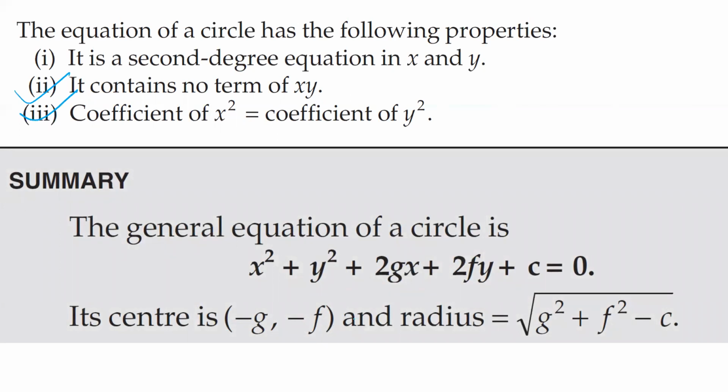And then if any of those second degree equations satisfies all these 3 requirements, then minus g comma minus f will represent the center of the circle, and the square root of g squared plus f squared minus c will be the radius, because r squared is g squared plus f squared minus c, right? So in order to find out the radius, you just need to find out the square root of that.